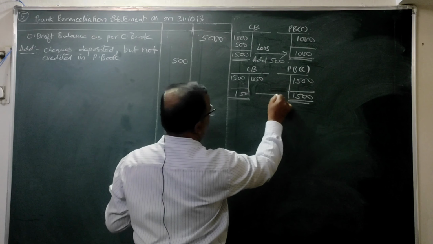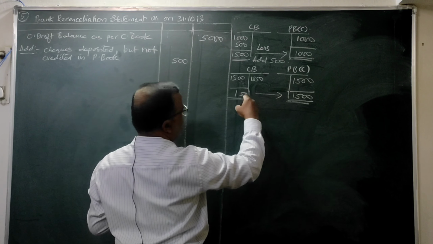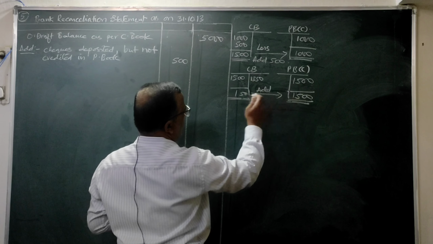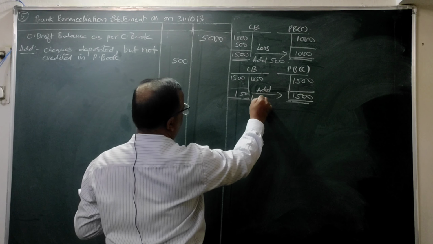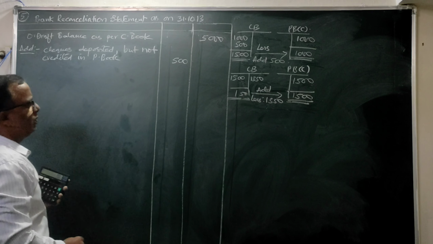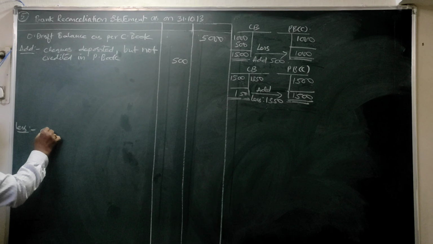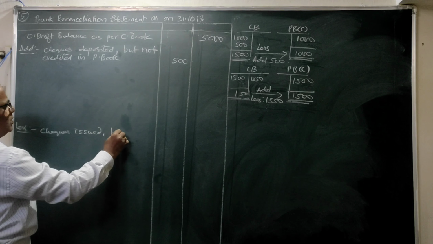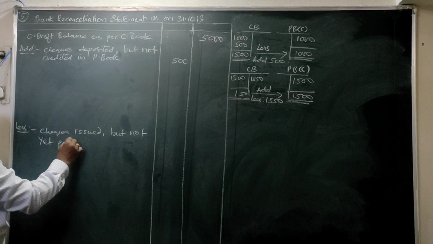So observe here what we should do. This 150 should be converted to 1,500 because this is kept constant. So to this ordinarily we should add. Since it is overdraft, the difference between these two, 1,350, what we should do is a less. So this is a less. Below less you are going to write: these are checks issued, but not yet paid by bank.